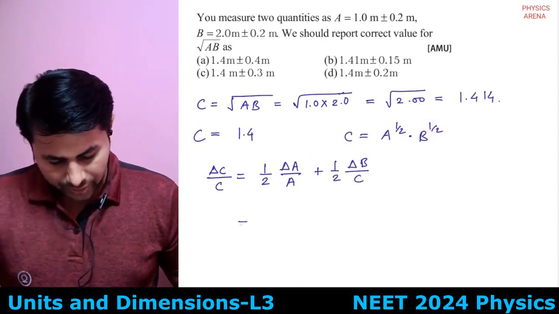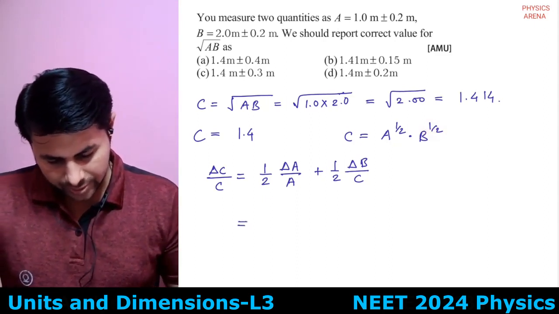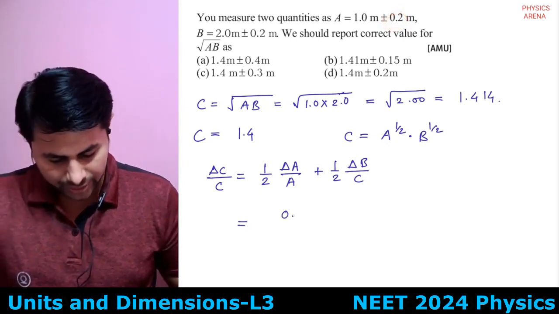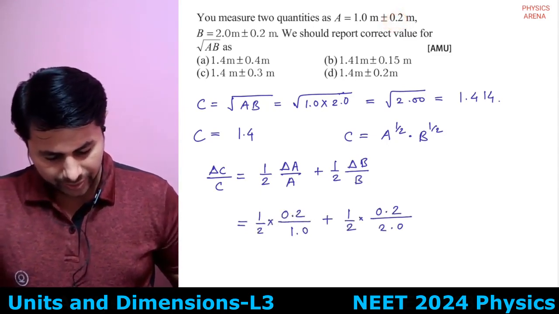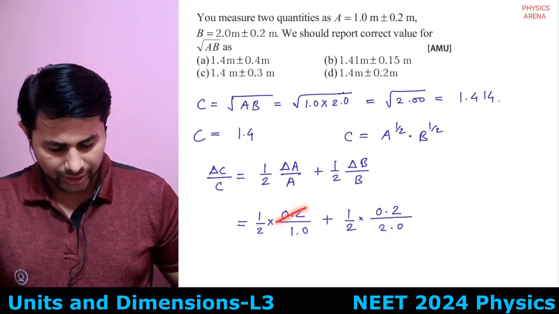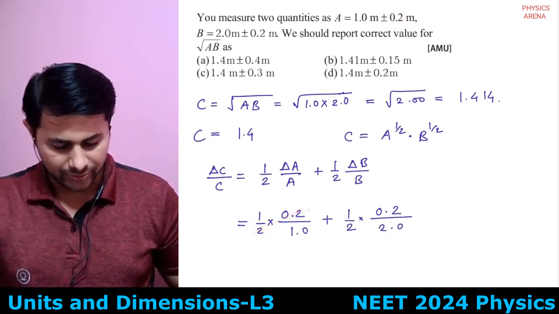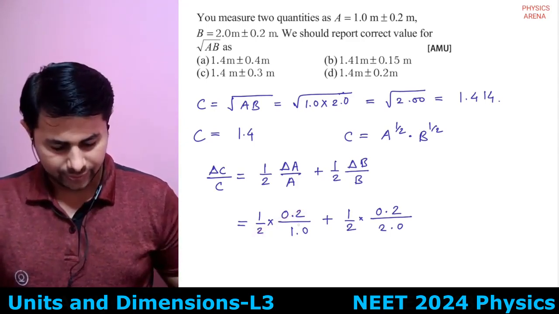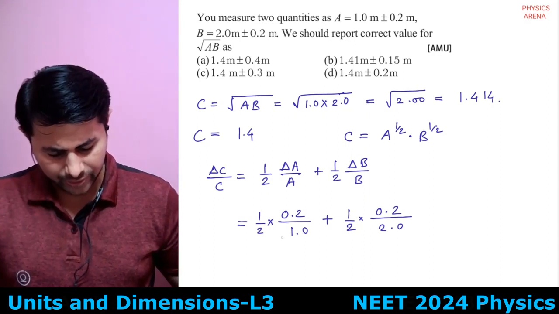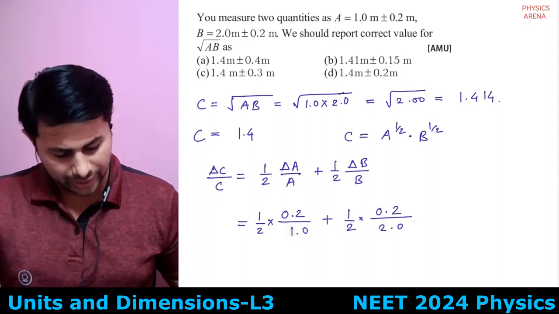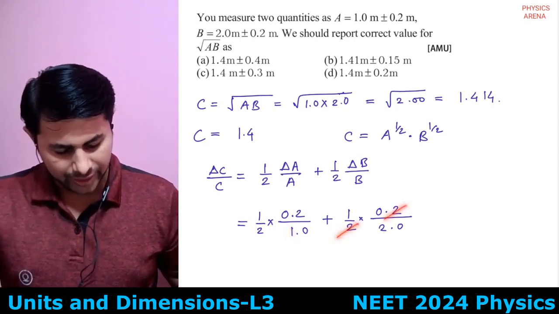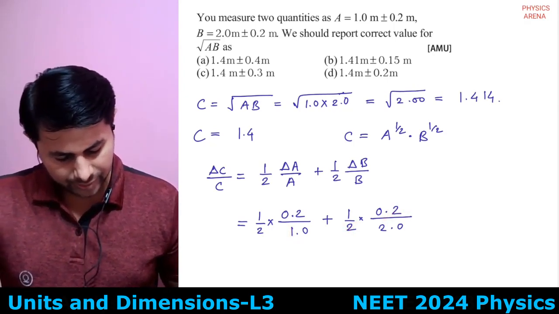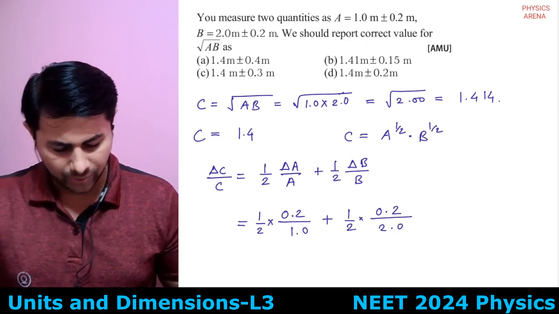Now let's substitute the values. Delta A is 0.2. So this 0.2 and 2 will get cancelled out. So it is 0.1 upon 1, which is 0.1 divided by 1. And this will be 0.1 divided by 2, so it will be 0.05.